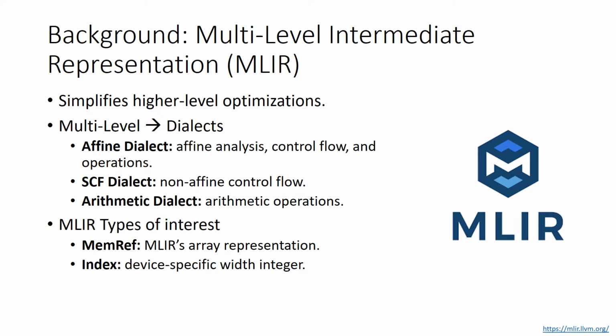Multi-level intermediate representation, or MLIR, is a relatively new framework built off the LLVM project that was designed to be able to mix multiple different levels of abstraction within a single source file. This allows for higher level optimizations within the LLVM compiler framework, simplifying many complex optimizations. The multi-level in MLIR is referring to the multiple dialects available within.